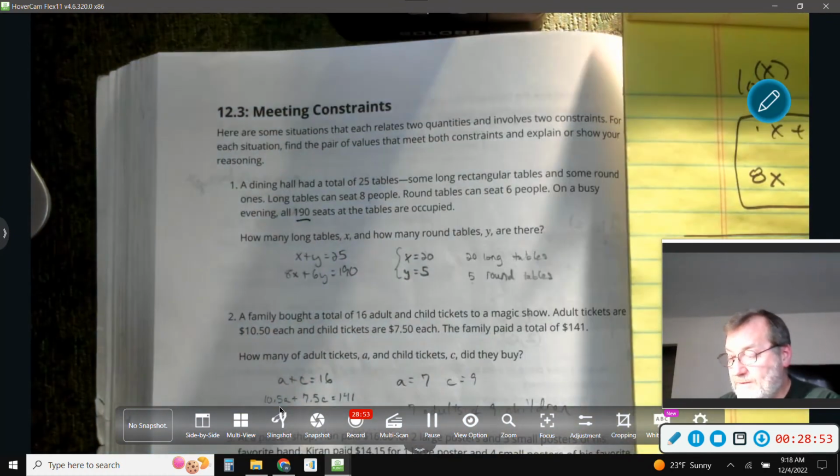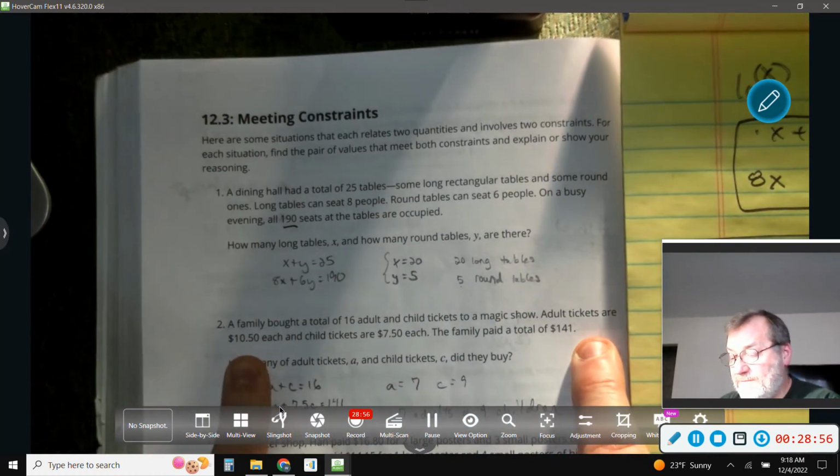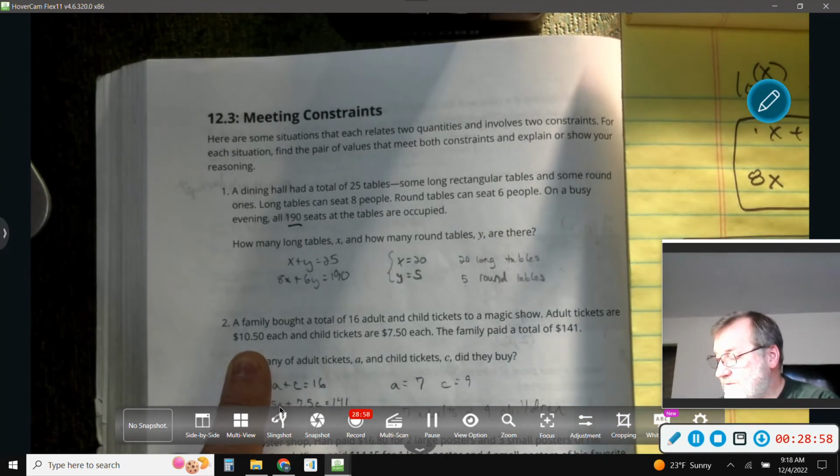And then they continue on. Adult tickets are $10.50 apiece. So adults, so that's 10.